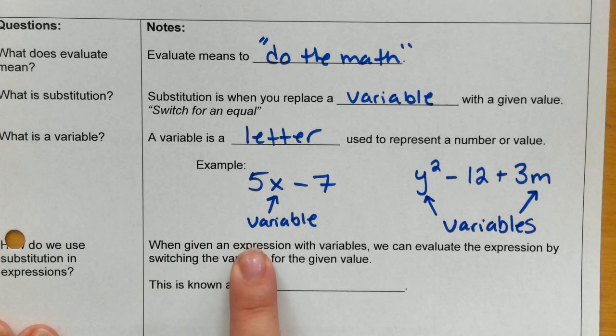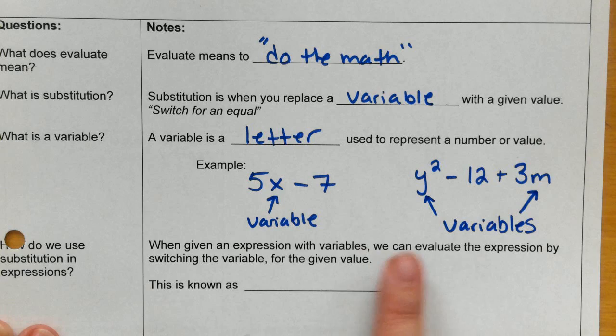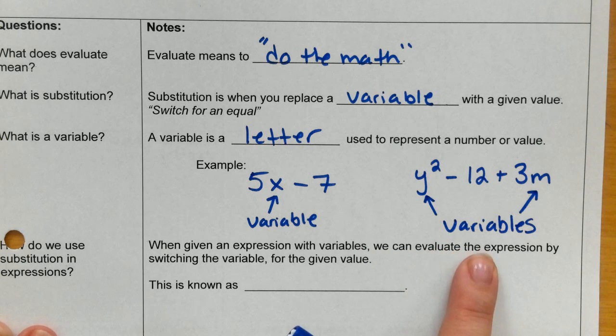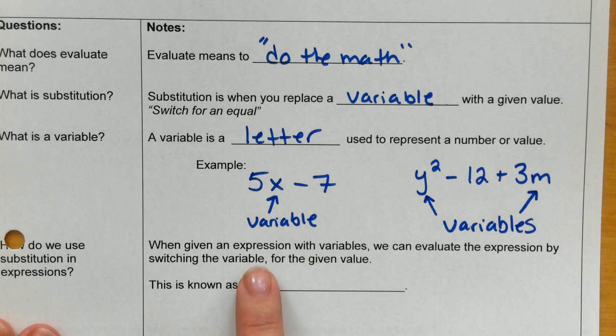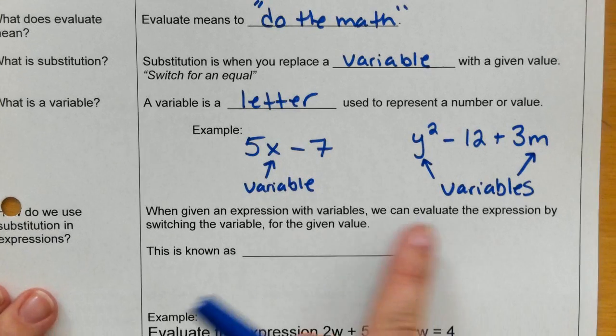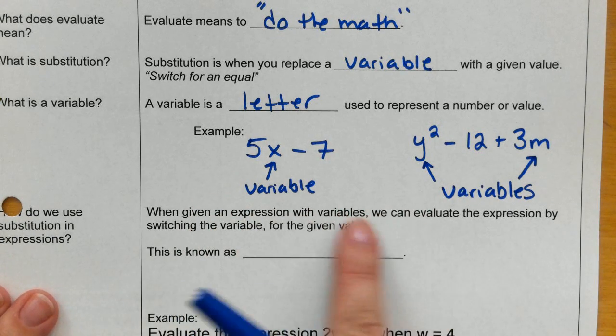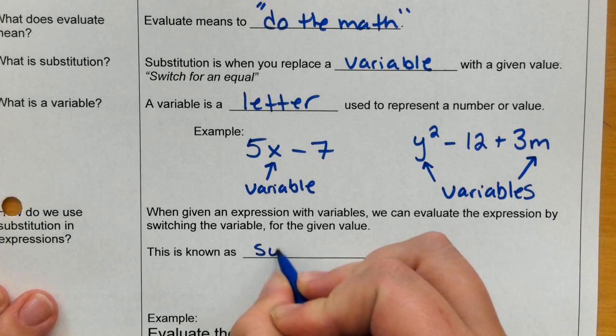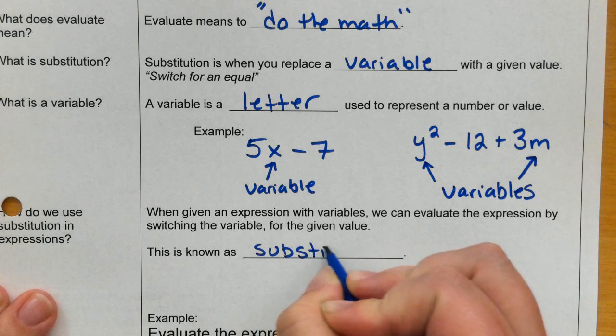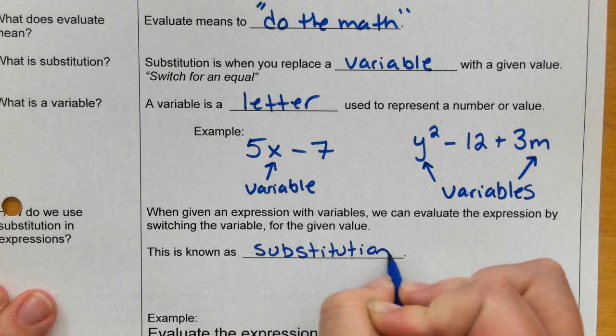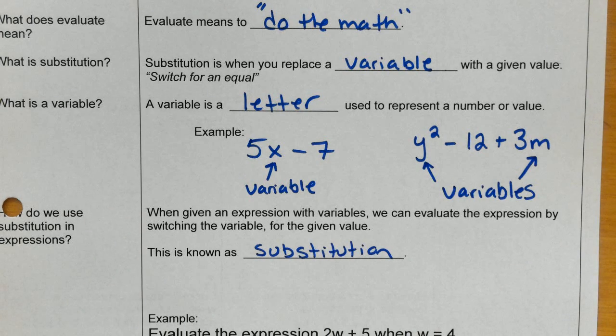So when we're given an expression with variables, we can evaluate the expression by switching the variable for the given value. This process in this sentence right here is known as the substitution. So we substitute the values and evaluate the expression for the values given. So let's look at the example down below.